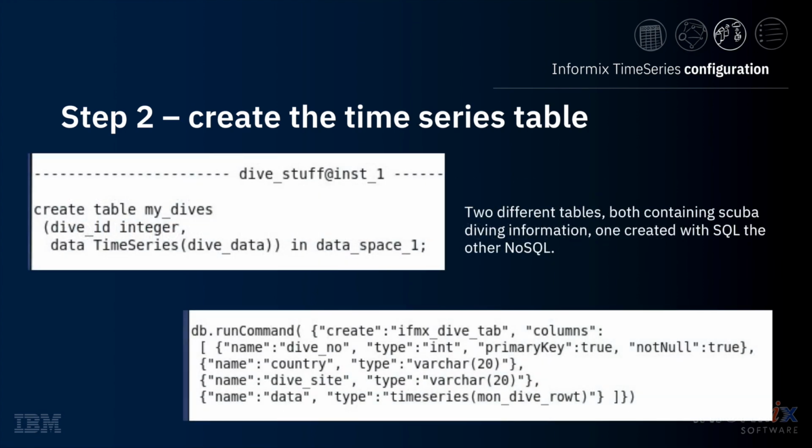When creating the table, the named row type defined in the previous step is encapsulated into the time series data type for the column. In the first example, a simple 2-column time series table is created with what appears to be scuba diving data. The first column is the dive identifier or dive number, and the time series column will capture the 4 values from the named row type created earlier.